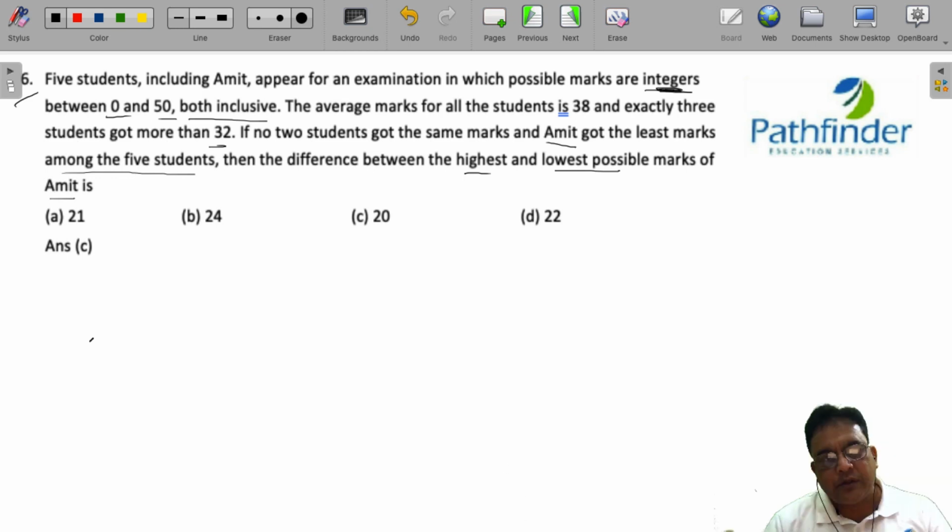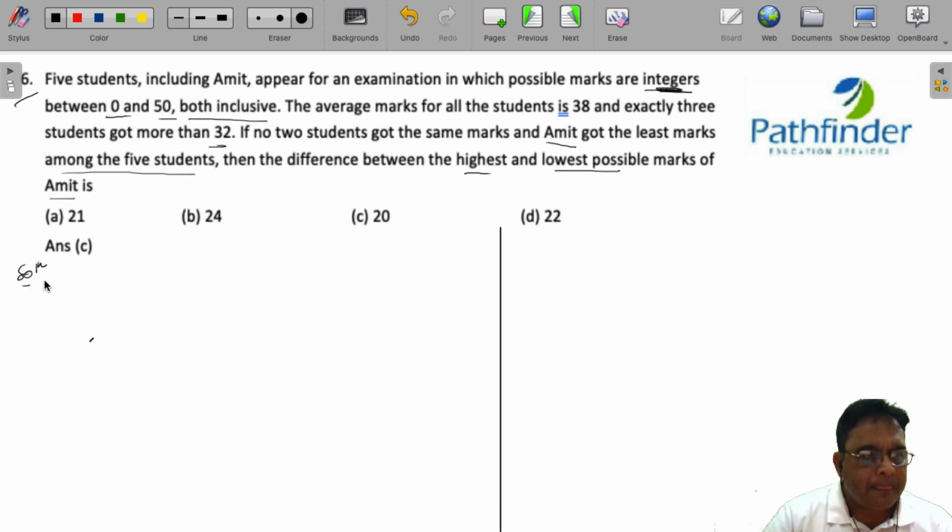So this is one variety which is a favorite, and you will see such questions very often in CAT. The question itself is simple if you approach it logically. The first thing you've got to recognize is that the average mark of 5 students, let us say Amit is A, and the other 4 students are B, C, D, and E. So if their average mark is 38, the total marks must be 5 into 38, that is 190. So average marks for all is 38, so the total marks are 190.